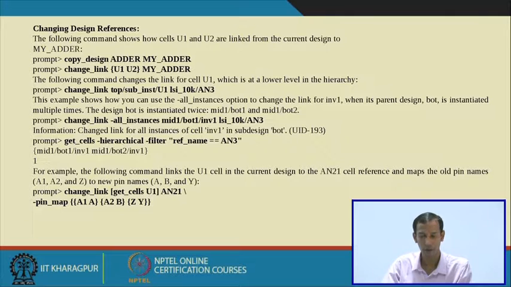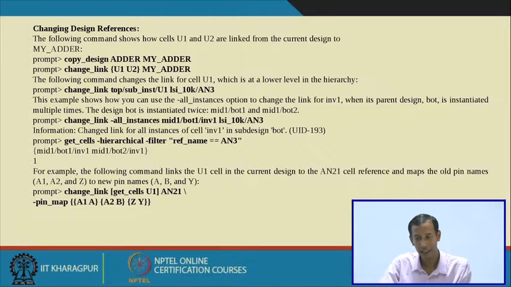The following command changes the link for cell U1, which is at a lower level in the hierarchy: change_link with the corresponding path name top/sub_inst/U1 with the corresponding library LSI_10K/AN3. So what it means is that now I am changing the references of these cells with this change_link command.